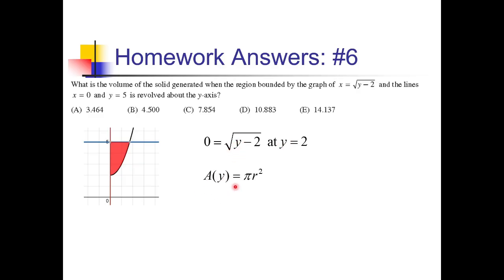So again, we're using disks. This is going to be pi times, and now for the radius, that's just the distance from the y-axis to this function, which is just the function square root of y minus 2. So let me go ahead and integrate that again from 2 to 5. And it's just this function, which I'm going to call A of y.